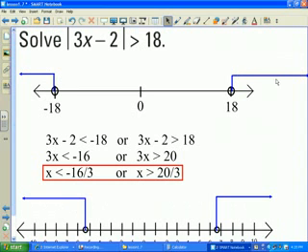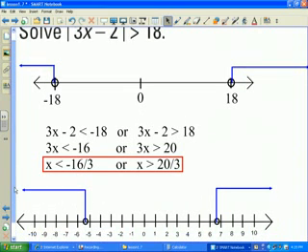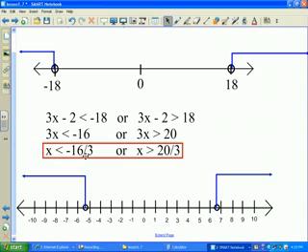Algebraically, this is 3x minus 2 is greater than 18. Or, this part, 3x minus 2 is to the left of or less than negative 18. Solve each of those simple inequalities individually. Connect with the conjunction or. X is less than negative 16 thirds, or x is greater than 20 thirds, graphically or geometrically represented here on this number line.